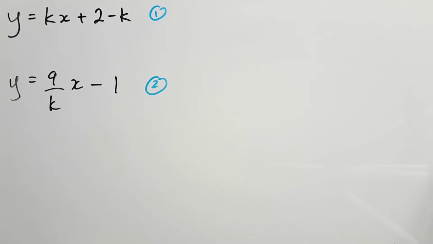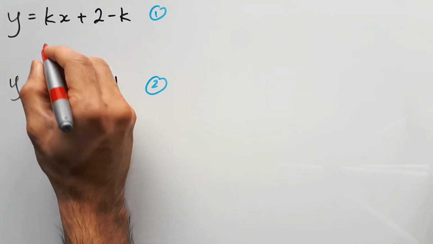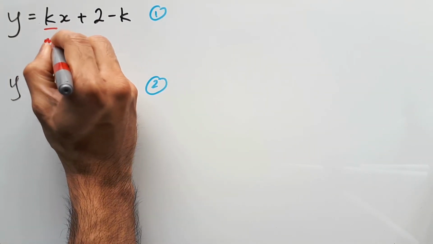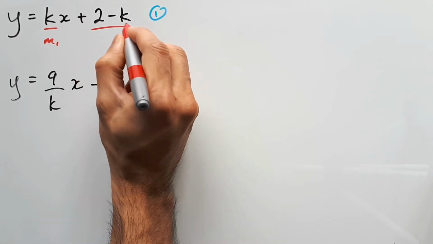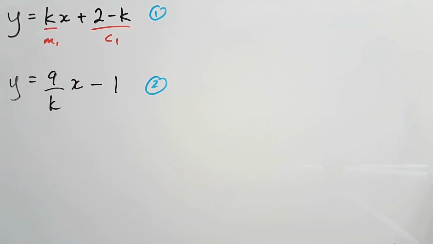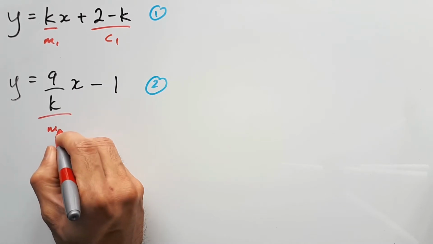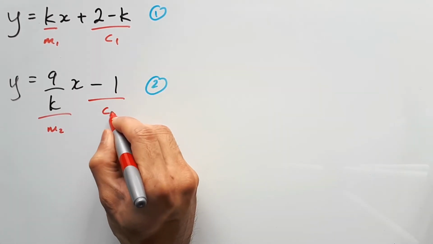The first and most important thing you want to do here is note which bit is the slope and the y-intercept for each equation. So for the first equation, the slope is k, which I will call m1, and the y-intercept is 2 minus k, which I will call c1. As for the second equation, 9 over k is the slope, and negative 1 is the y-intercept.